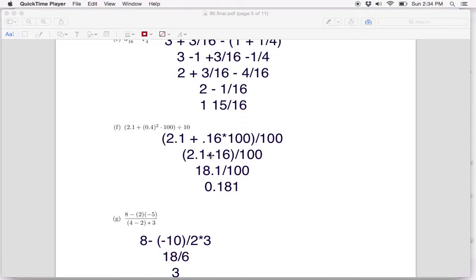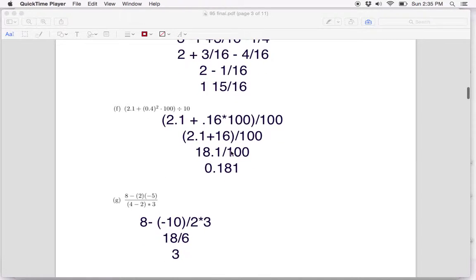And then we have inside the parentheses still, we have the addition, so we need to do that first, and then divide by 100. Okay, remember dividing by 100 just shifts two place values. So we have that.